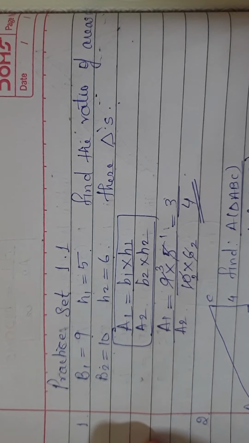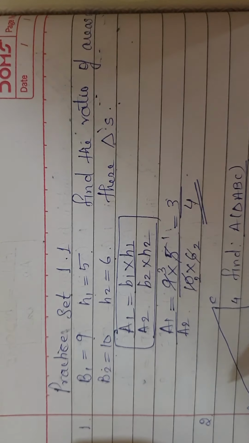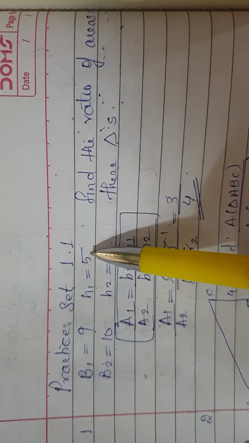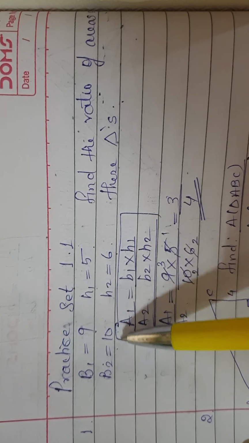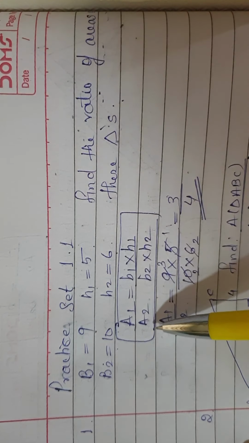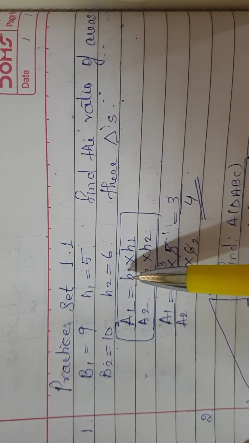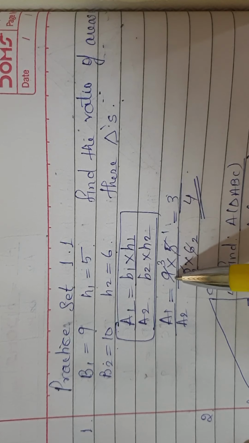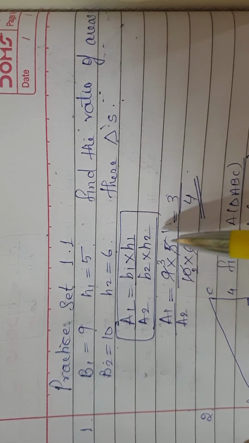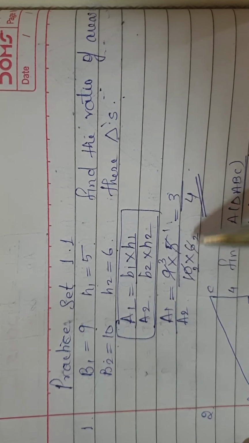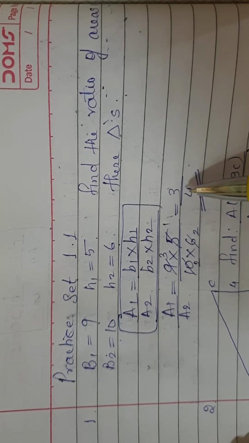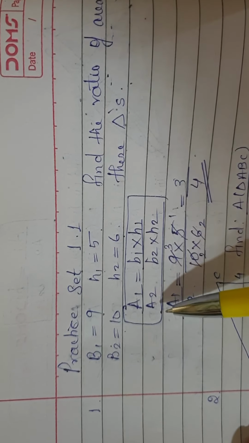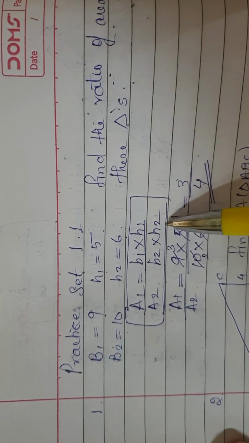Just understand properly which are the bases and which are the corresponding heights. Now in the first sum, they have given me the base and the height of the first triangle, 9 and 5, and the base and the height of the second triangle, 10 and 6. So what is the ratio of the areas? A1 upon A2 will be equal to your first property, B1 into H1 upon B2 into H2. I know the base, I know the height. Just put the values, cancel whatever is getting cancelled, and the answer is 3 upon 4. The question was to find the ratio of the areas of the triangles. So remember, whenever the ratio of the areas of triangles comes, consider the bases and the heights of the triangles.